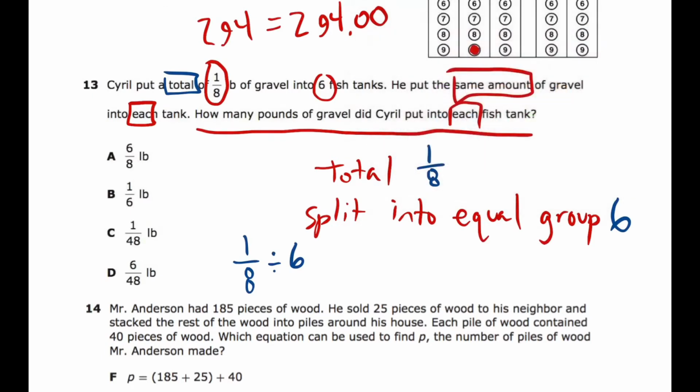And so if I use keep, change, flip, then I need to make that into a fraction. I'm going to keep my 1/8, change division to multiplication, flip the 6 over 1 into 1 over 6, multiply across. 1 times 1 is 1. 8 times 6 is 48. And so my answer is going to be 1/48, or 1/48 of a pound of gravel is going to go into each of the tanks.